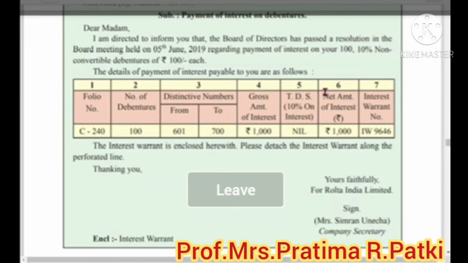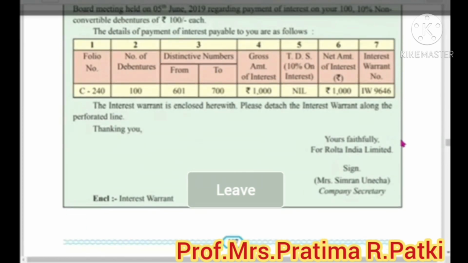Now net amount of interest is 1,000. The same number will come. What you write here will come here. And the interest warrant number is as per the company's number that gets printed. So any number you can write. This amount and this amount need to be the same. Again, you remember the folio number also can be any number, any alphanumeric you can keep.